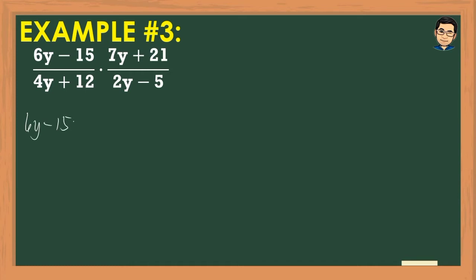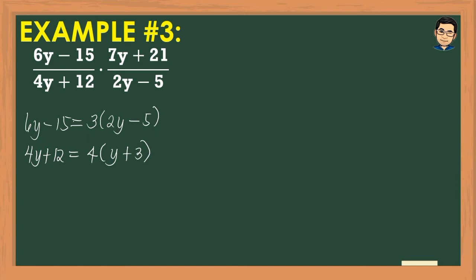So ano yung GCF ng 6 tsaka 15? That is 3. So 3 ang ilalagay natin sa labas kasi yun yung common factor. And then para makuha yung term sa loob, 6y minus 15, i-divide natin sa 3. So 6y divided by 3, that is 2y minus 5. What about 4y plus 12? So the greatest common factor of 4 and 12, that is 4. So 4 sa labas, and then 4y plus 12 divided by 4, that is y plus 3.